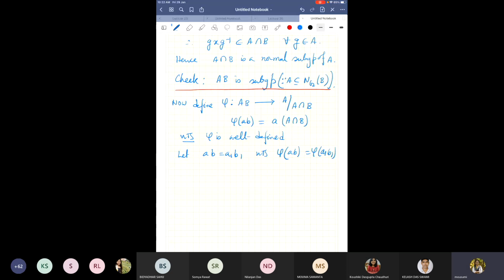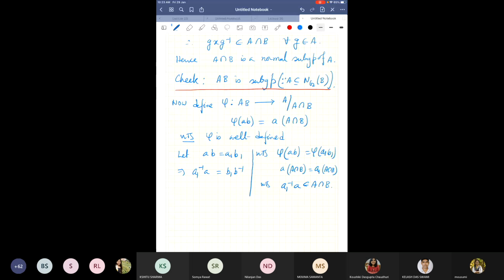If I want to show that they are in the same left coset, so that means what is this? This is the corresponding left coset of A, and this is the corresponding left coset of A1. So if I want to show that these two left cosets are equal, then what do I have to show? A1 inverse A belongs to A intersection B, isn't it? I want to show this one, right? But what is the assumption? The assumption is AB equal to A1 B1. So from here, what can I do? I can multiply by this A1 inverse on one side and then B1 inverse on the other side. So I get this, right? But this element belongs where?